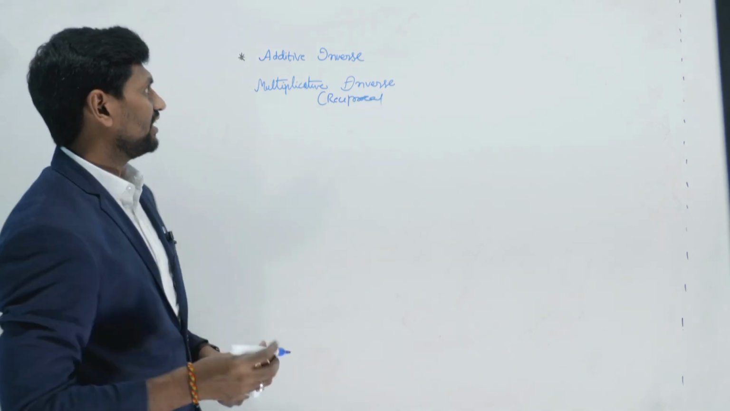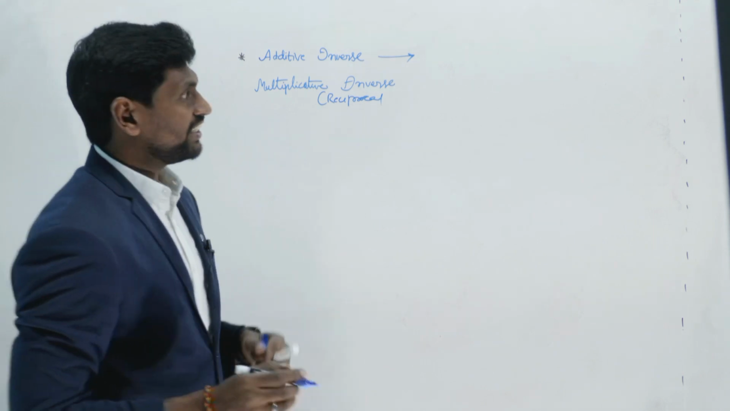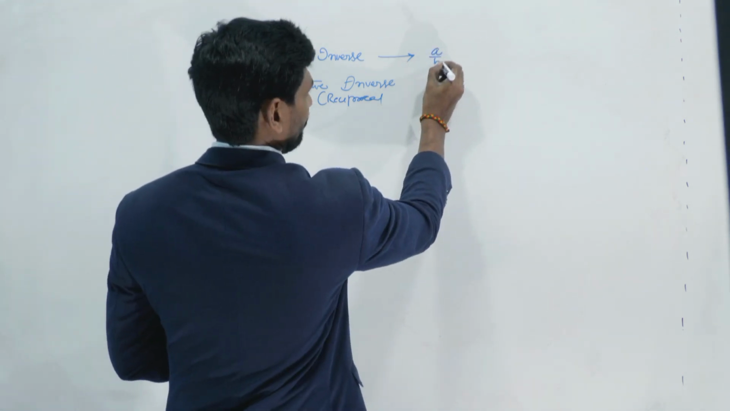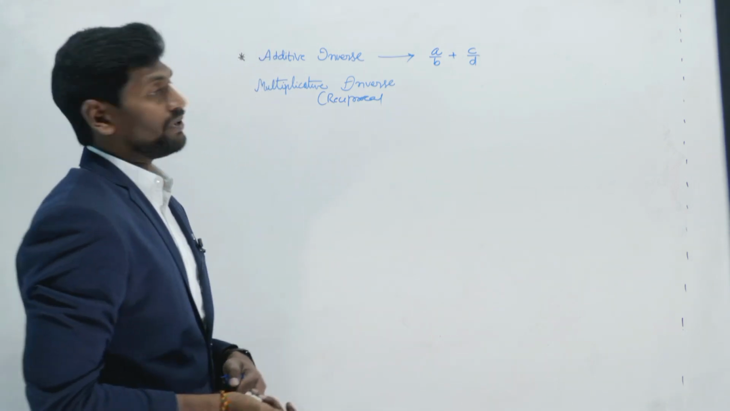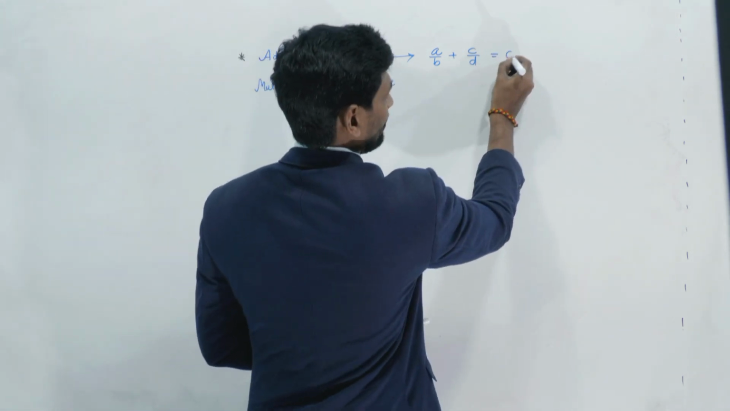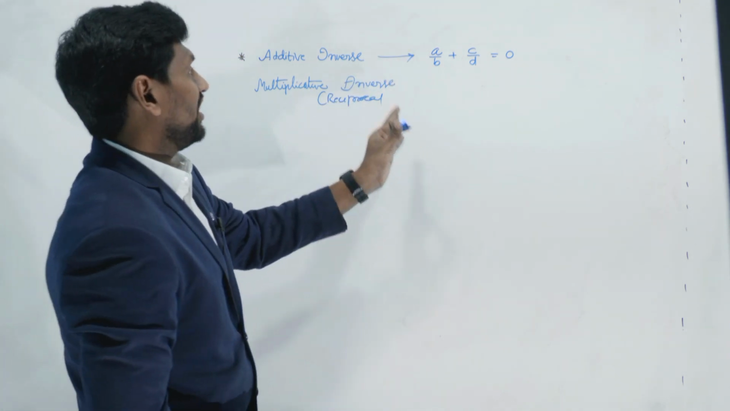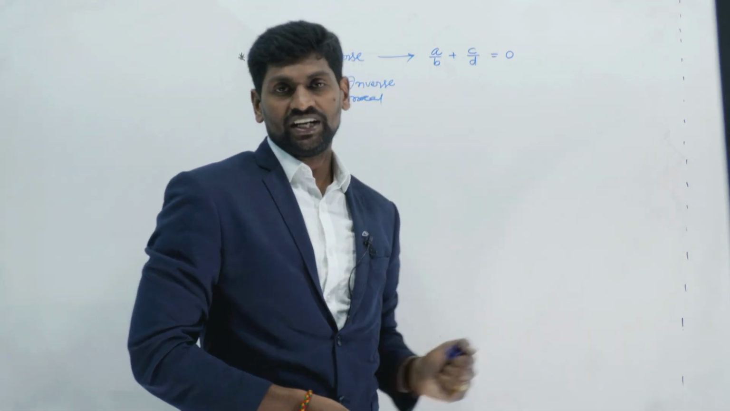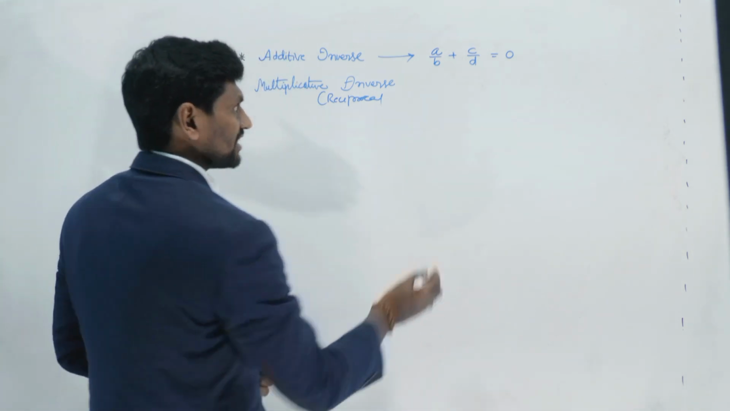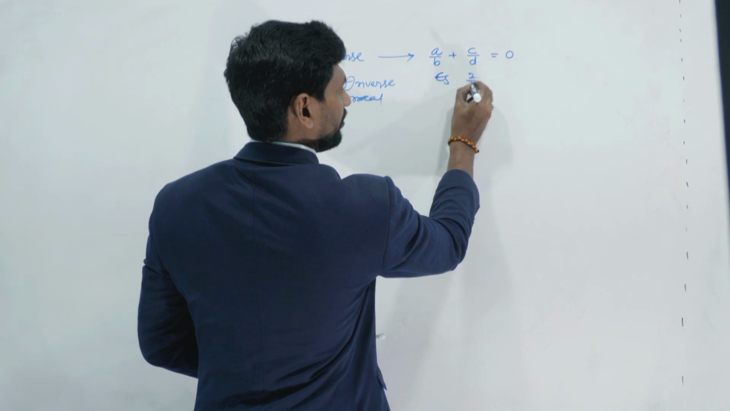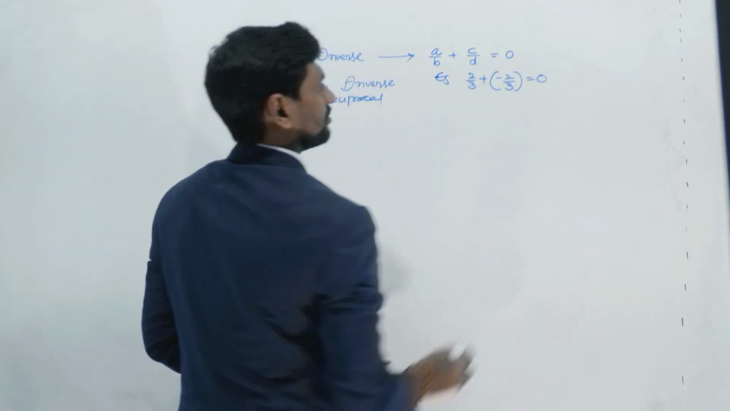So additive inverse means if you take any rational number a by b, add it with another rational number c by d, and the answer becomes 0, then a by b is the additive inverse of c by d, and c by d is the additive inverse of a by b. Let us take one example here: 2 by 3 plus minus 2 by 3 equals 0.